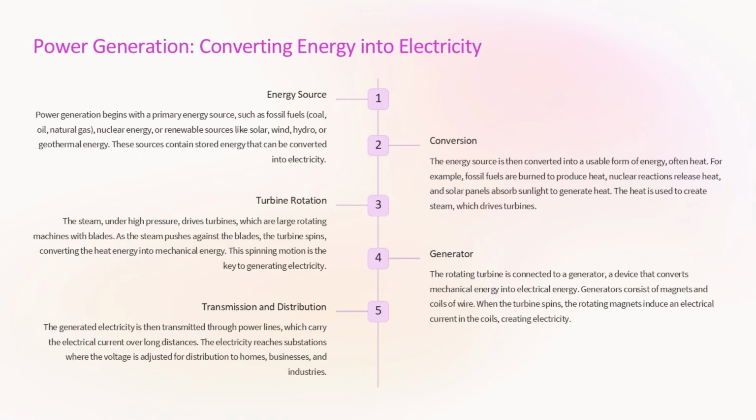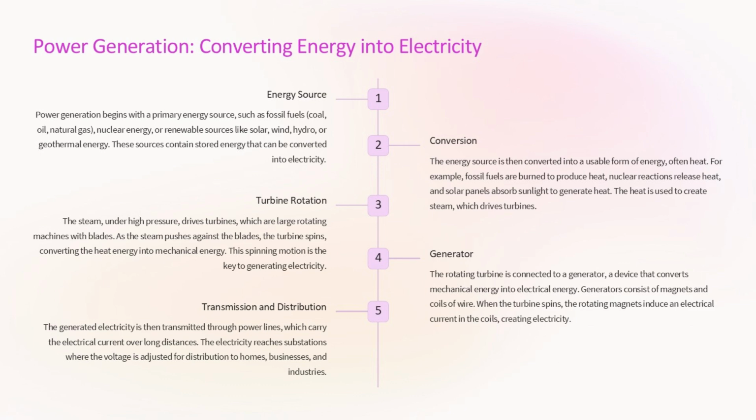to industrial machinery. Power generation starts with a primary energy source, such as fossil fuels, nuclear energy, or renewable sources like solar, wind, and hydropower. These energy sources contain stored energy that can be converted into electricity. The energy source is then converted into a usable form of energy, often heat, which is used to create steam. The steam, under high pressure, drives turbines, which are large rotating machines with blades.